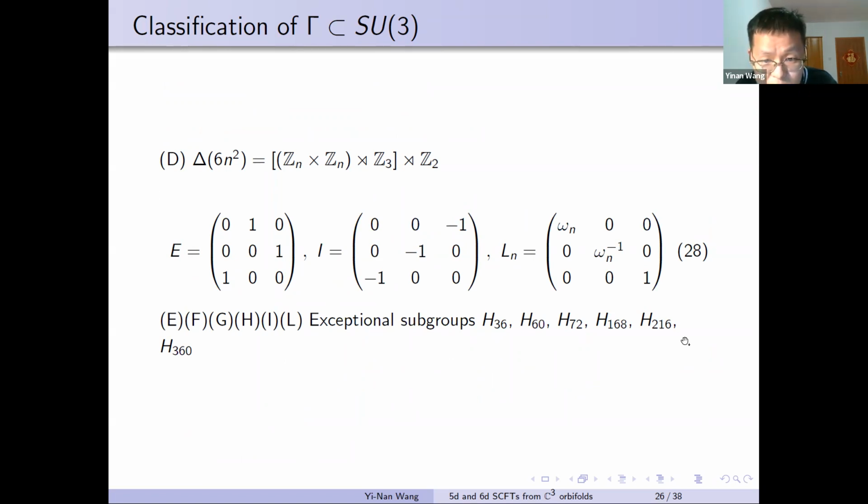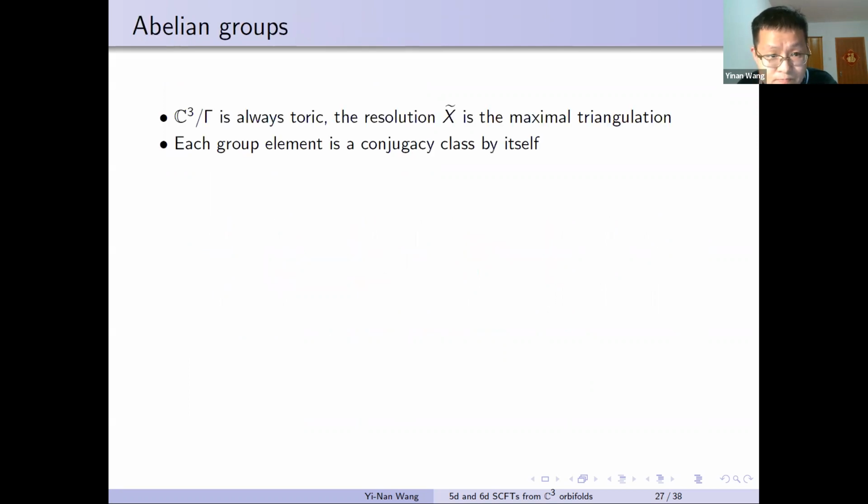So now first, let's talk about the simplest cases, which are the abelian ones. In this case, whenever gamma is abelian, then C3 mod gamma is always toric. And the resolution X tilde is simply given by the maximal triangulation of this toric diagram. And group theoretically, it is also pretty nice that for the abelian groups, each group element is a conjugacy class by itself. So it's also simplified.